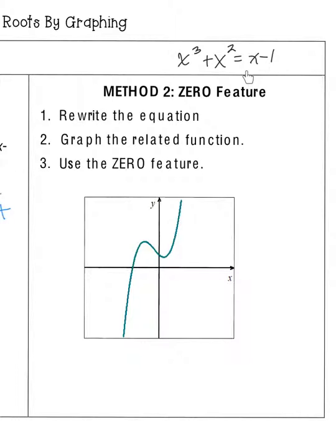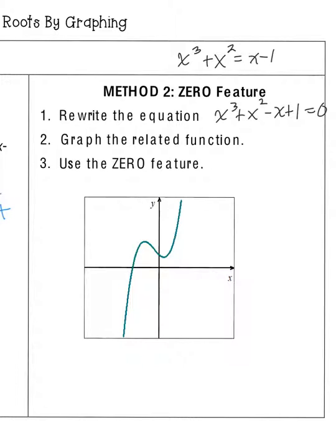You're going to move all of this over to the left to be with the highest degree term. So what you're going to put into your y equals is x cubed plus x squared. You're going to subtract the x and add the 1. And that typically we would let equal 0. And then we'd have to try to factor and go from there.